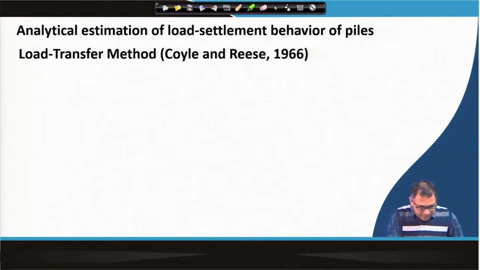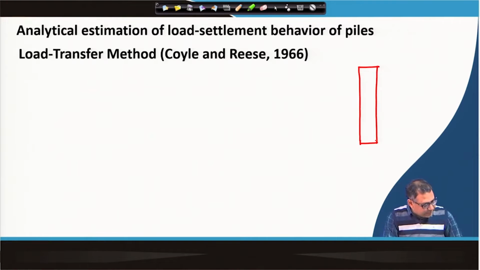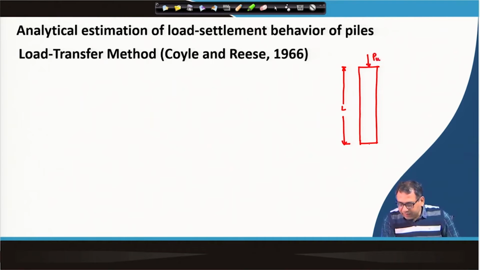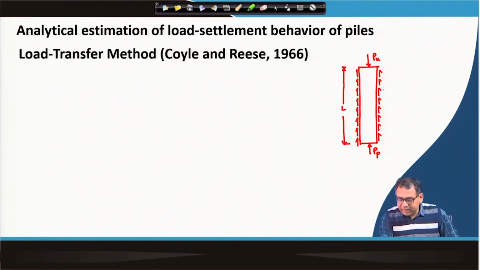Suppose we have a pile, a single pile whose length is L. When we apply a load on the pile, say Pu is the ultimate load, then we will have a tip resistance, that is Pp, and then we have friction resistance. This is tau, the friction resistance.